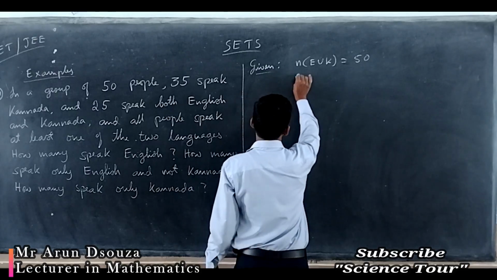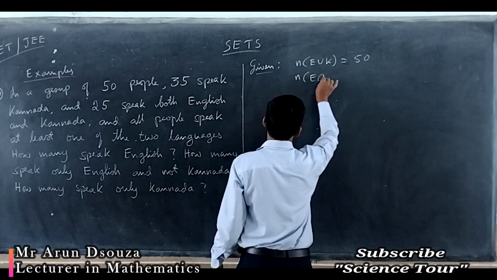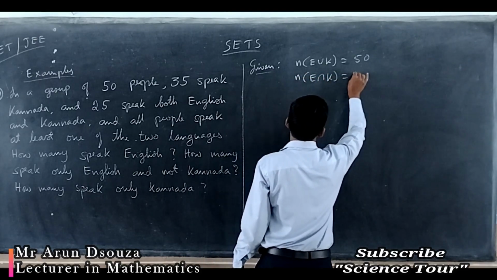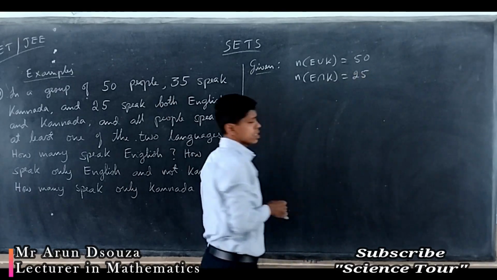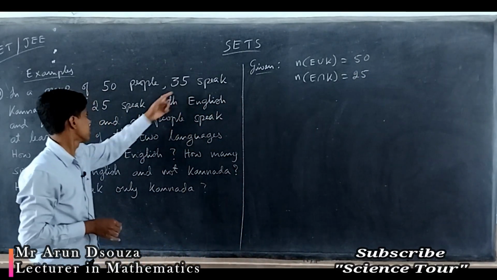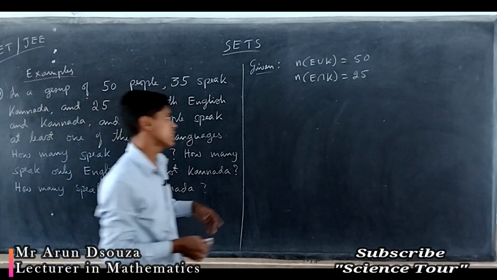Now next, 25 speak both, so both means you have intersection. That is also pretty easy to understand. Now what is this 35? 35 speak Kannada. So that is n of K.